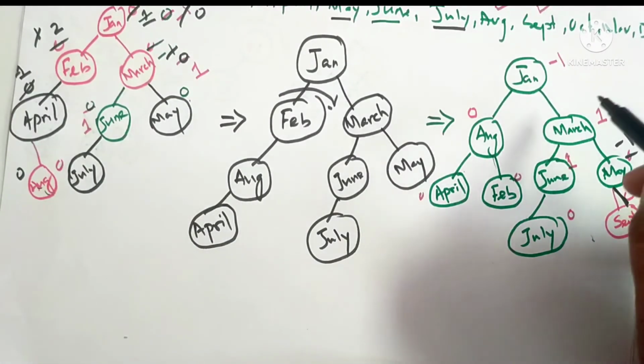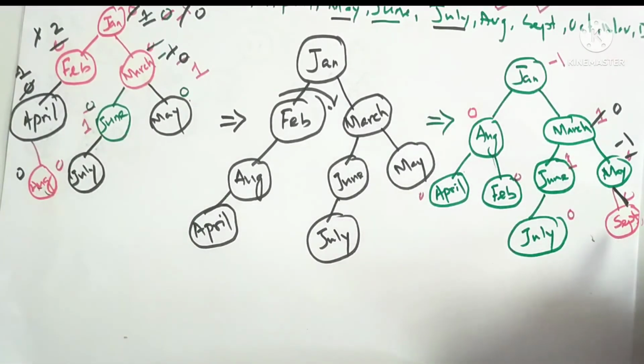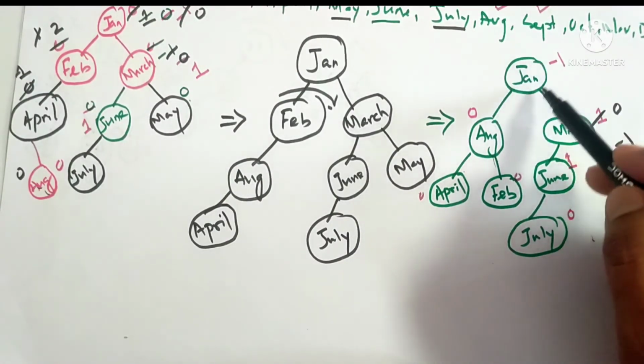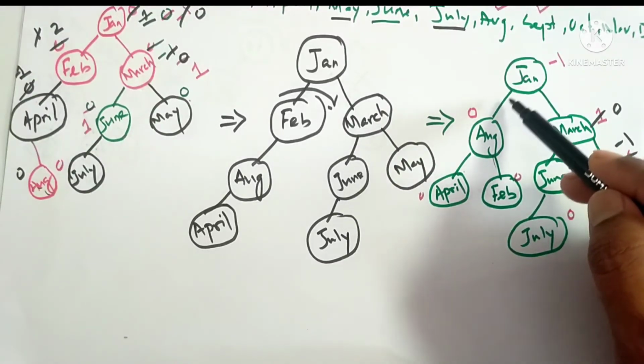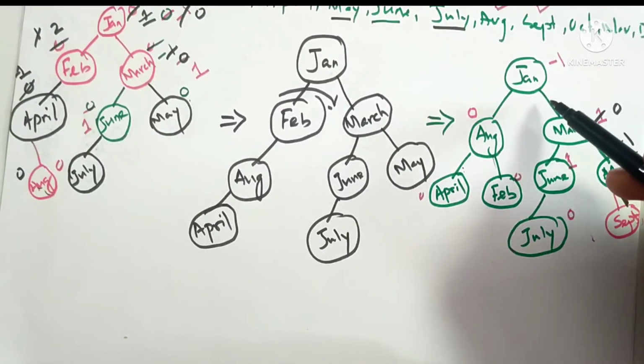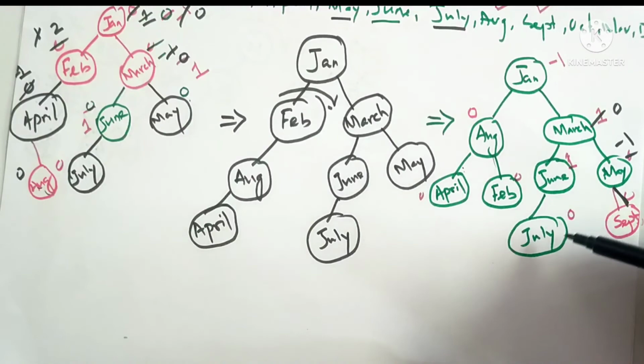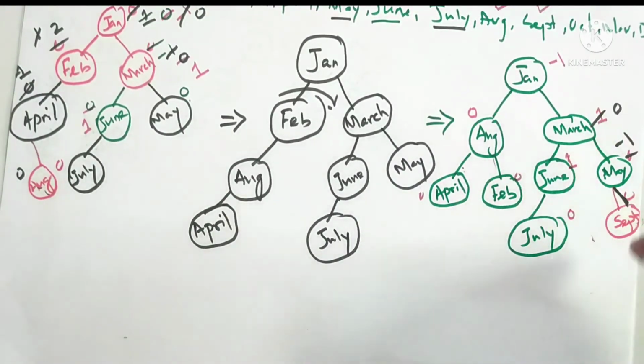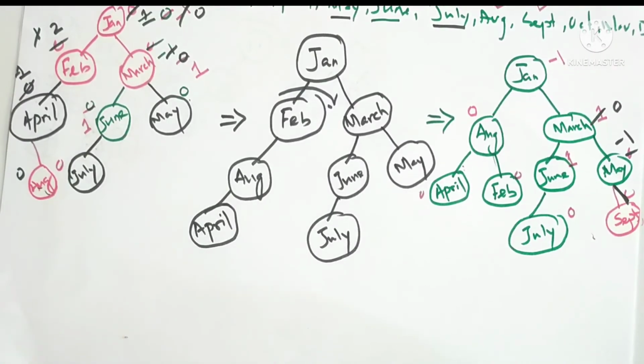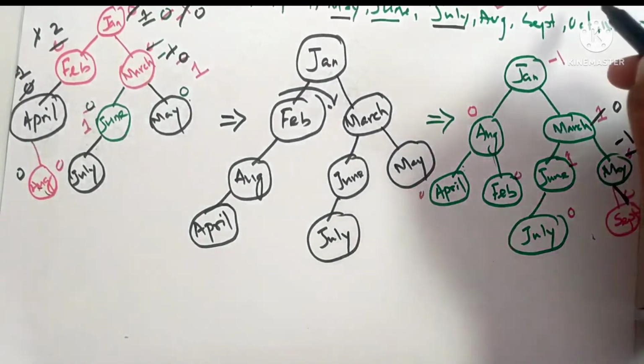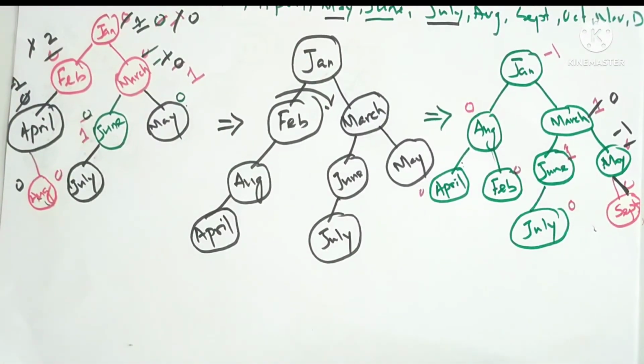Right, then what is the balance factor of March? Left subtree is 2, right subtree is 2, so 2 minus 2 is 0. Then what is the balance factor of January? Height of the left subtree is 2, height of the right subtree is 3. So 2 minus 3 is minus 1. There is no issue. So all the nodes are lying within the AVL tree range. So we can go for the next element insertion, that is October.